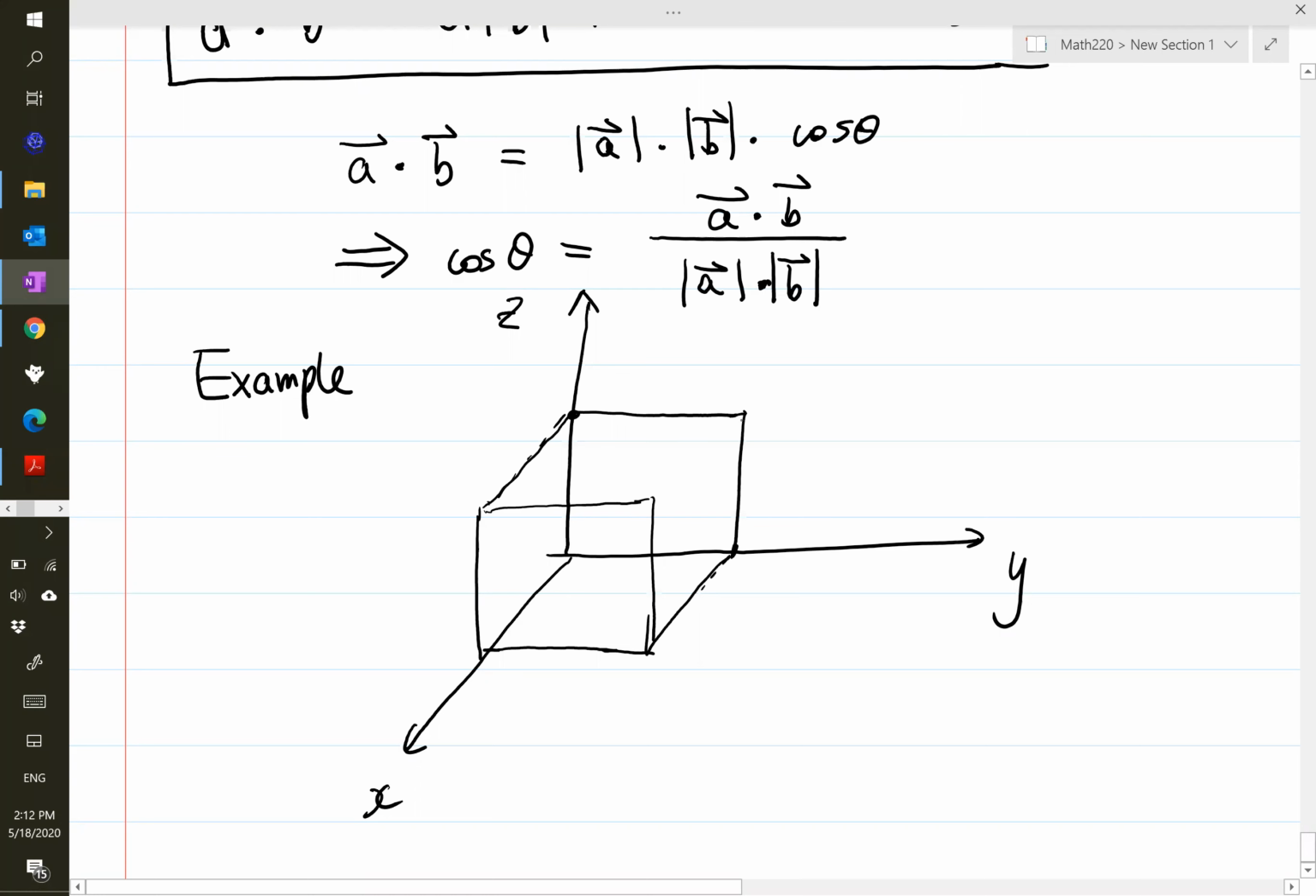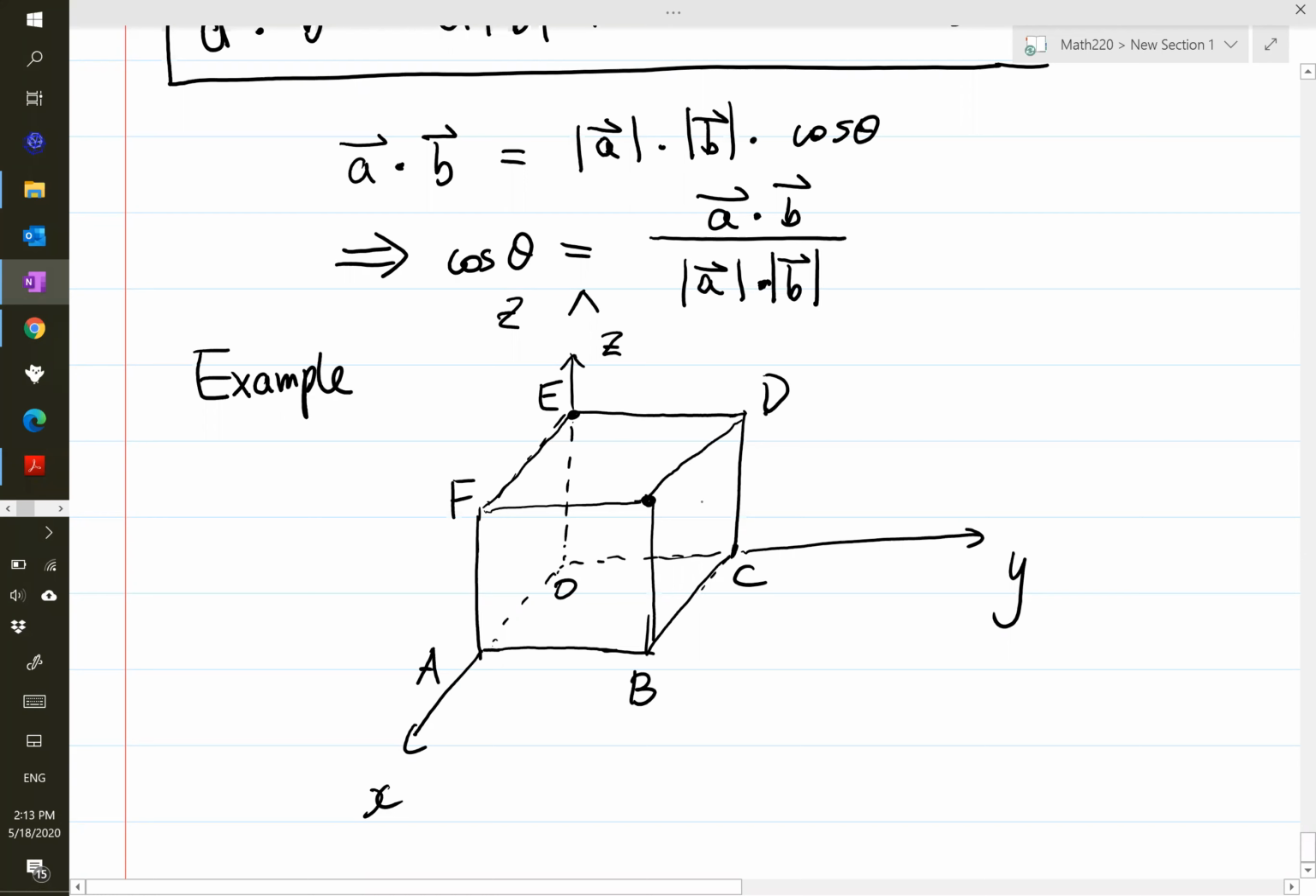Okay, we have a unit cube. The thing in the middle we cannot see, so it's dotted. This is the Z direction. So O is (0, 0, 0). Suppose we have A, B, C, D, E, F, G. Now the question: we can find the angle between OG and OA.